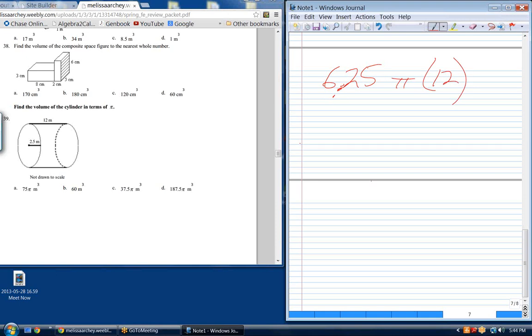So look at those answers and see if you can estimate which one it is without your calculator. My guess would be A. So it's pretty close. Very good.